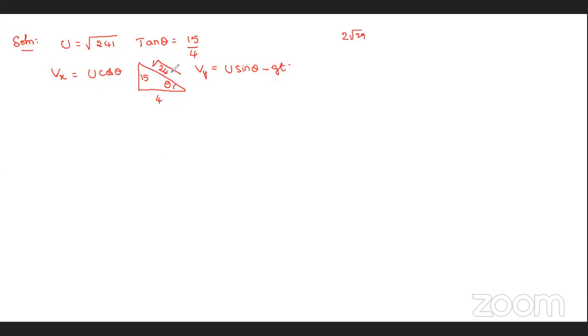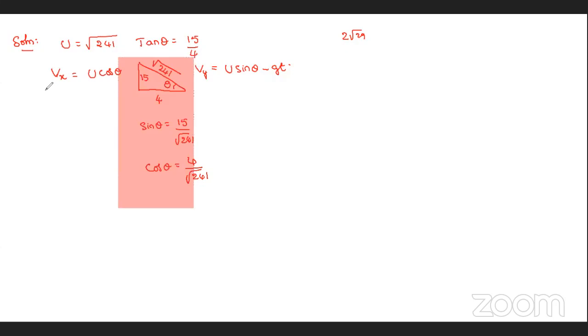This is root 241. So from this triangle I will get sin theta is equal to 15 by root 241, and cos theta is equal to, adjacent side, 4 by root of 241. So from this information, I am going to find out the values, Nana.